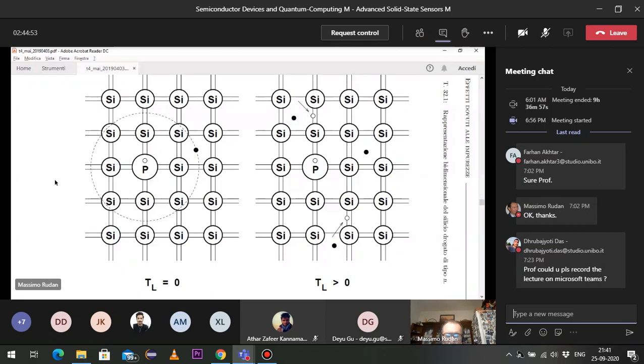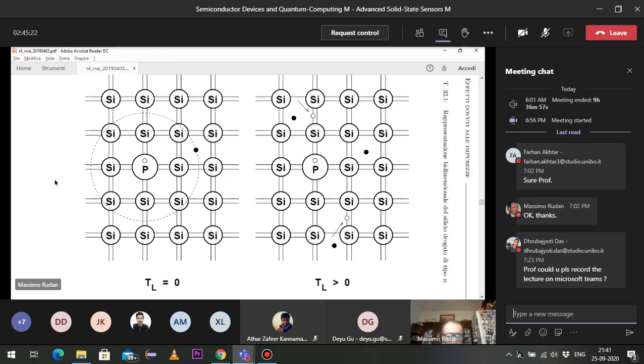When this happens, we say that the position of phosphorus is substitutional. So actually, this atom of phosphorus replaces one atom of silicon exactly in the same position that would belong to the original silicon atom. Okay?